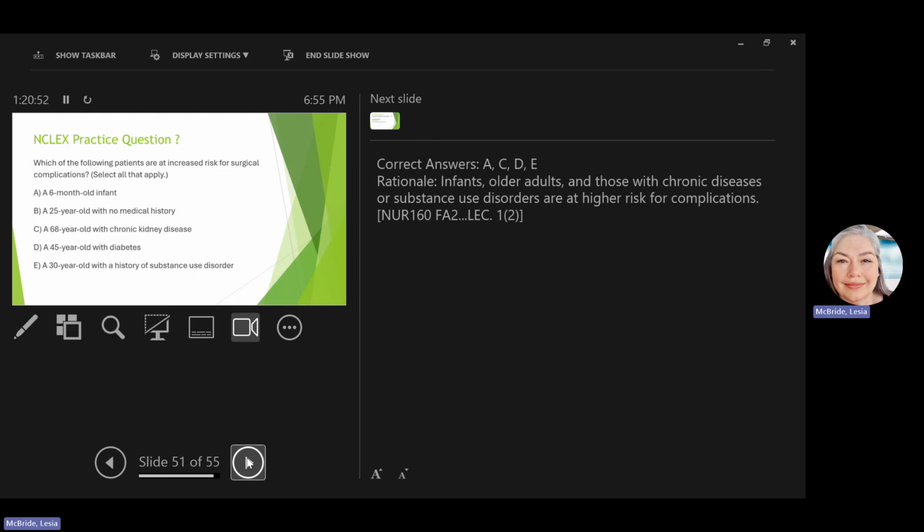Which of the following patients are at risk for surgical complications? Select all that apply. Of course, that's going to be your youngest and your oldest. So let's see. Yes, your youngest patient is your 6-month-old. Let's see. Not that 25-year-old. He's healthy. A 68-year-old with chronic disease, kidney disease, yes, indeedy. A 45-year-old with diabetes, they're autoimmune, and a 30-year-old with a history of substance abuse, yes. So the only one that's not true is that B.